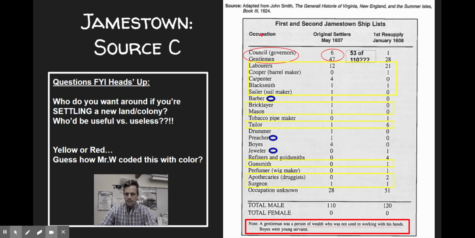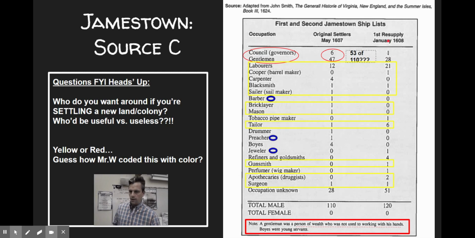So let's see. It's a list from the ship, so it's telling us not who, but what type of people are on it, because it says occupation. That means a job. We've got two shipments here: the original settlers who came in May of 1607 and the first resupply from 1608. I would hope that they had a smart thing going on here. Then again, it's only six months away. Did they have time to write letters and get them back? Or was this already pre-planned and this is just what they're getting? Who knows? Let's take a look at it.